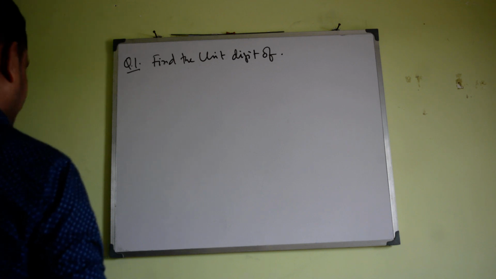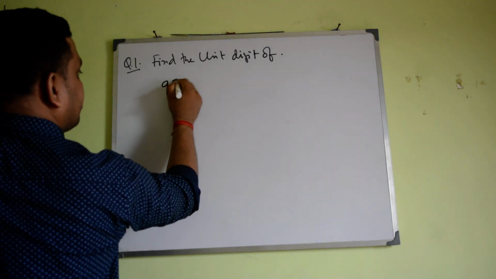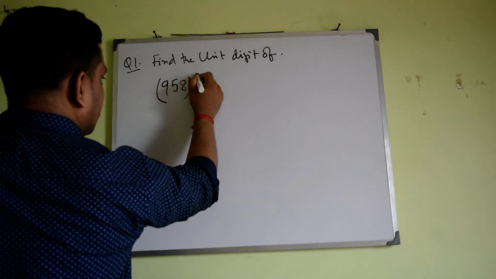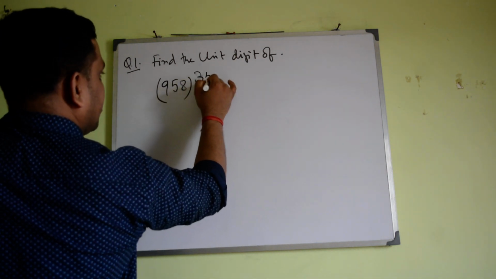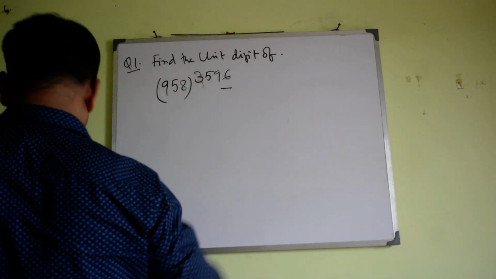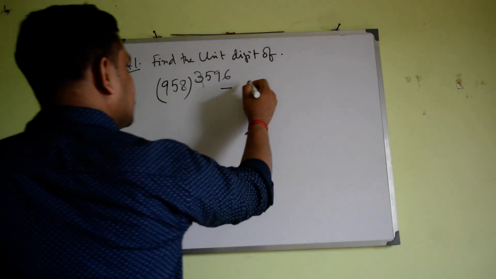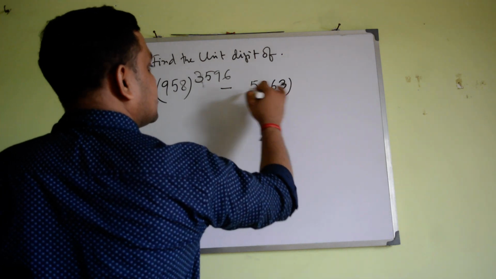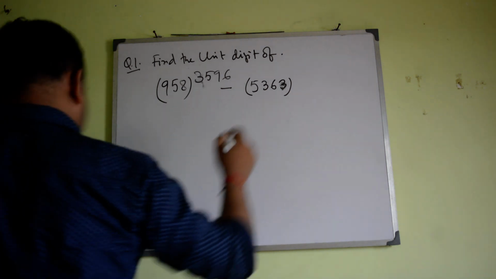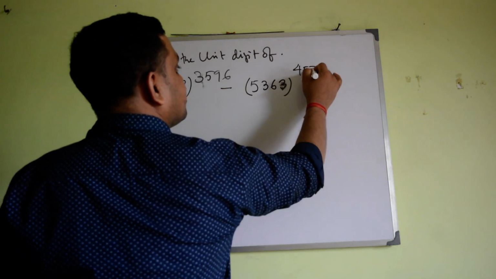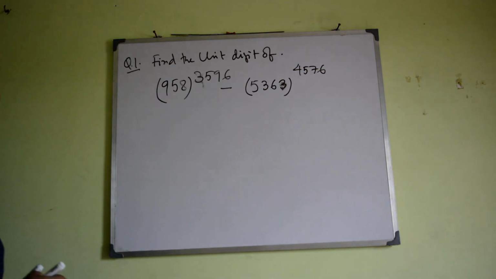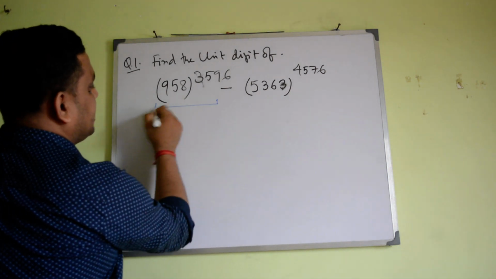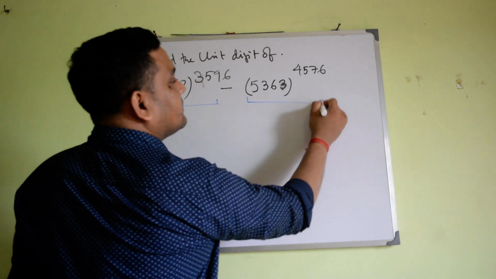Let's say find the unit digit of 958 whole to the power 3596 minus 5363 whole to the power 4576. So how do you calculate it? The unit digit, again, first you calculate the unit digit of that particular number and that particular number.